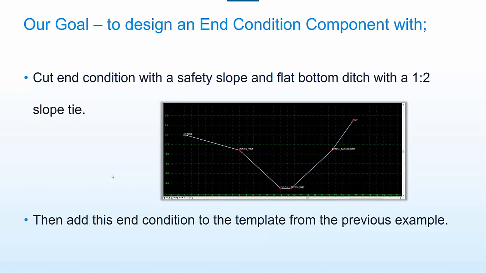Our goal is to design an end condition component with a safety slope, a flat bottom symmetrical ditch with a 1:2 slope tie. Then we're going to take that component and add it to our previously created template.